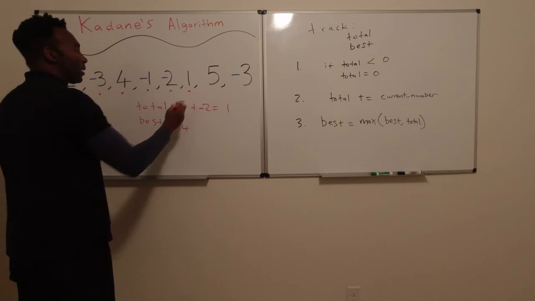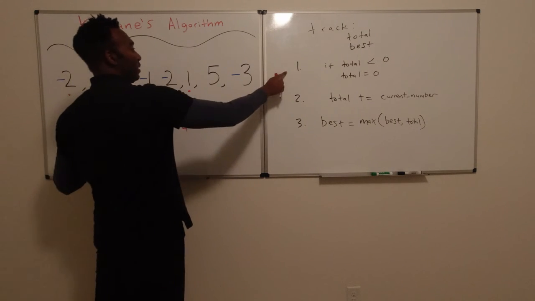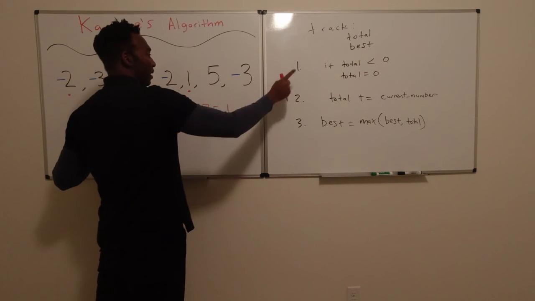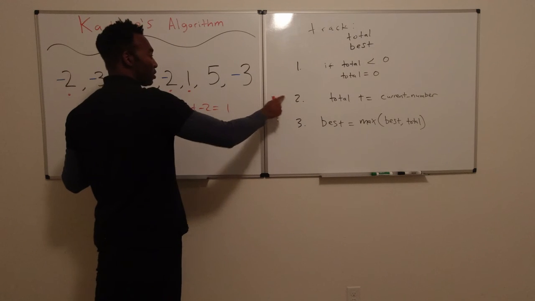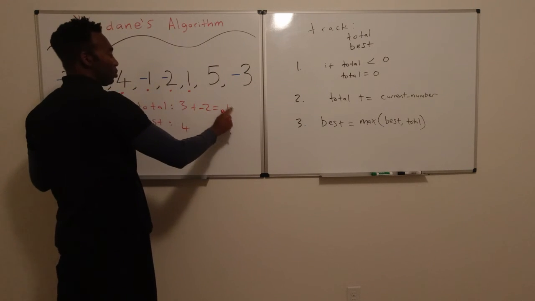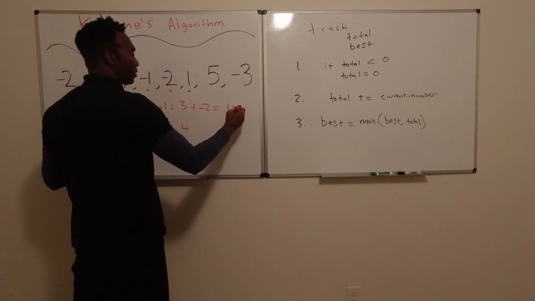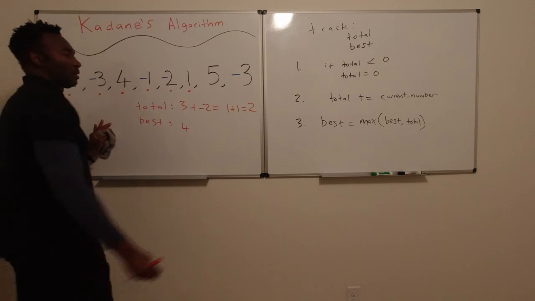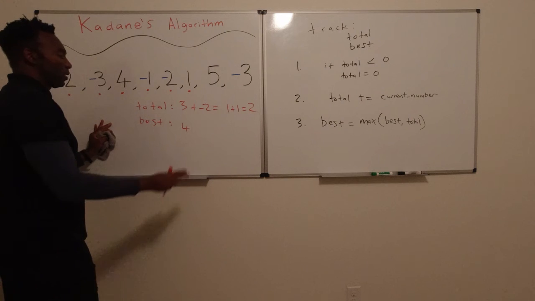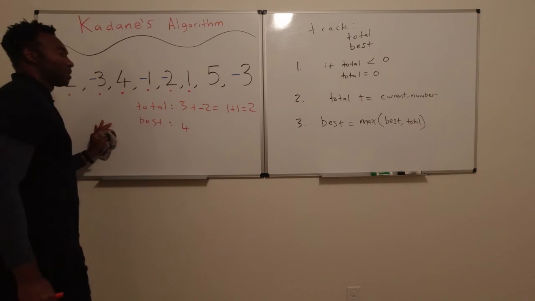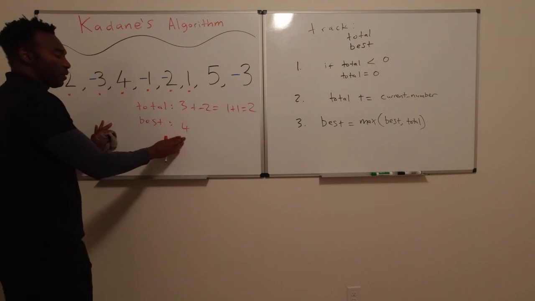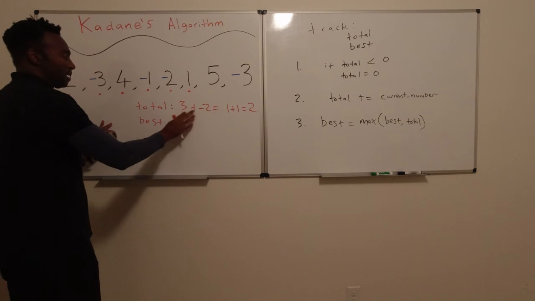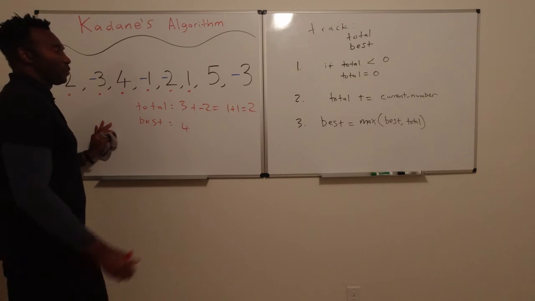Next number, we have a 1. Let's see, is the total negative? It's not. Go to the next step. You take your total, which is 1, and then add that to 1. 1 plus 1 is equal to 2. Step 3, you find the max between 4 and 2. The max between 4 and 2 is 4. Therefore, your best is going to stay the same. Move on to the next number.